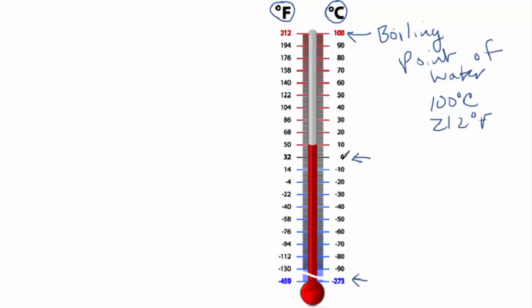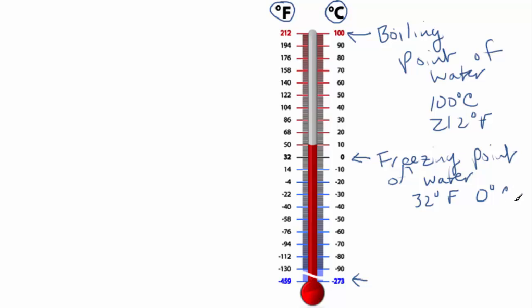If you look at this one, what would you guess 0 degrees Celsius and 32 degrees Fahrenheit is? That is the freezing point of water. Clicking right here. Freezing point of water is 32 degrees Fahrenheit or 0 degrees Celsius.